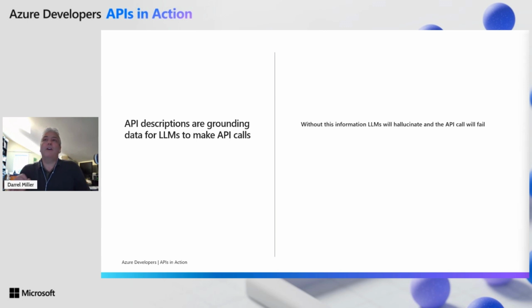We need to tell those LLMs exactly what parameters are needed to make those calls. We need to be able to tell it what methods are supported, what paths are supported, what values are required within those parameters, which ones are computed by the server. With particular parameters, what are the valid range of values of those parameters?